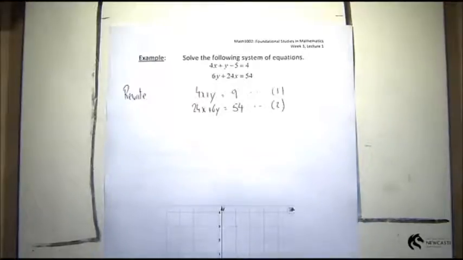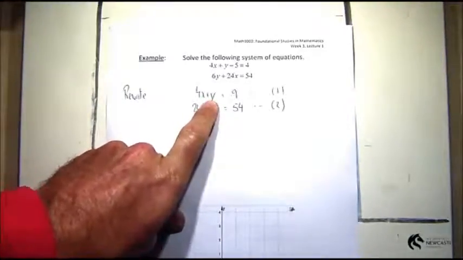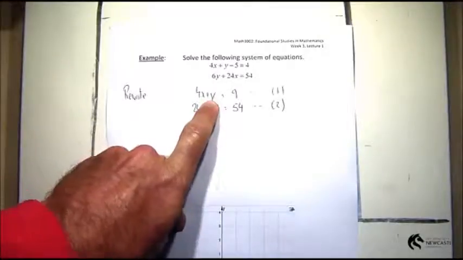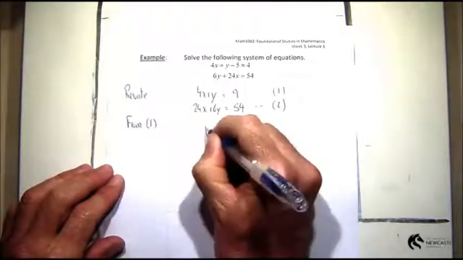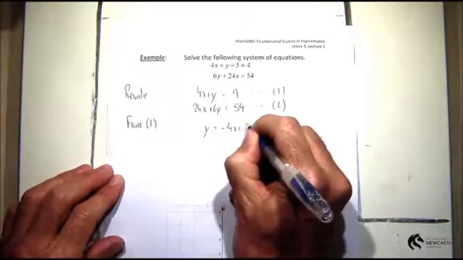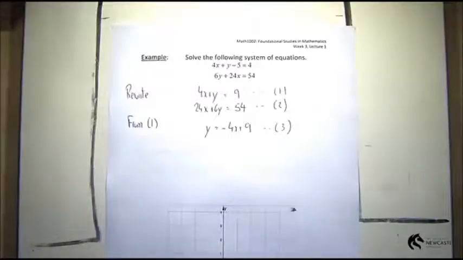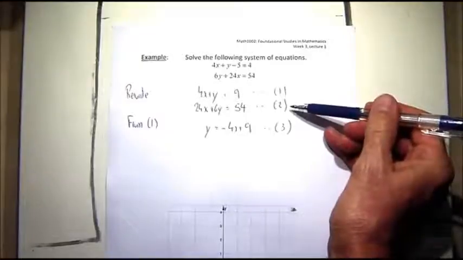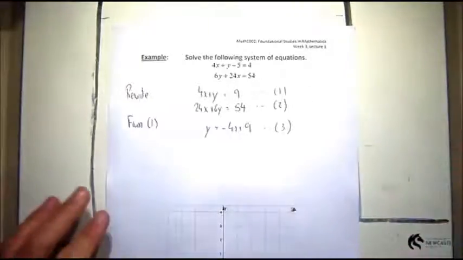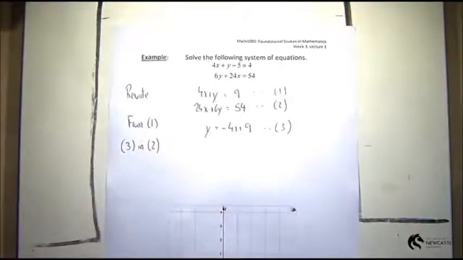This time, the obvious method of solution would be a substitution, because I've got a y here with a coefficient of 1, so it's dead easy to make y the subject of that equation. So I'll say from equation 1, I'm going to use my substitution. y is equal to minus 4x plus 9. So I shall call that equation 3. And I got equation 3 from equation 1, so I now need to substitute it into equation 2.